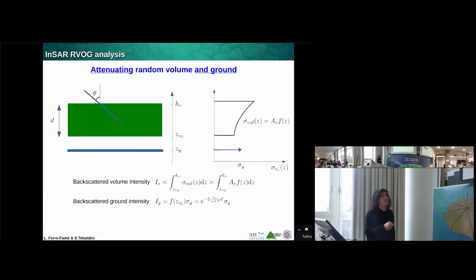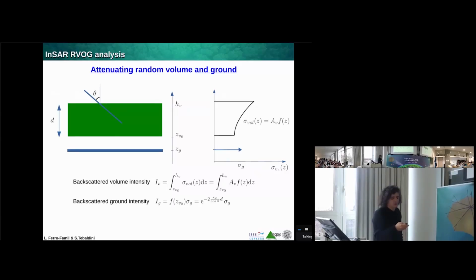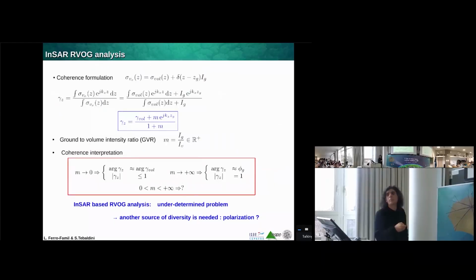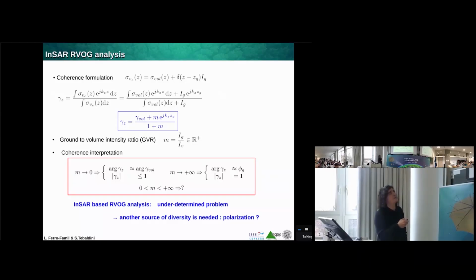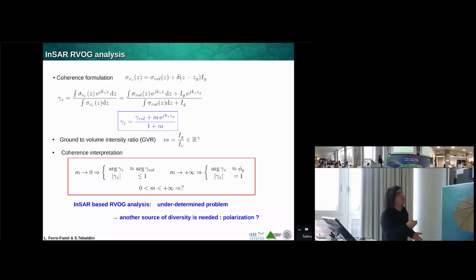of course, you have a medium which may have a given extension, but you also have a response from the ground. If you remember well the tomogram I showed before, you have responses from the ground. And in this case, the expression is a bit more complex. You have a compound expression for the coherence, one part which corresponds to the volume, and one part which corresponds to the ground. And the balance between these two parts is given by the ground to volume intensity ratio, which gives you the ratio of the intensity of the ground response and the one of the volume. And depending on this ground to volume intensity ratio, you may have one part dominating or the other.